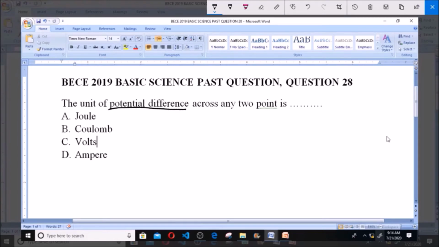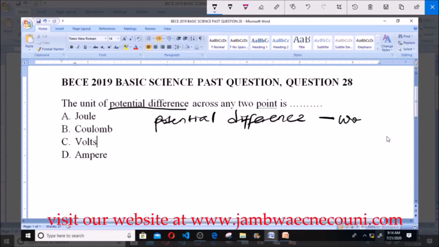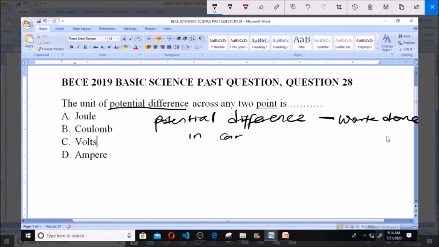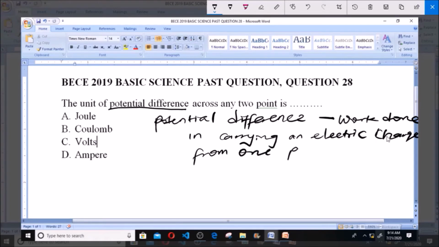Now, what is potential difference? You need to understand the meaning of potential difference. Potential difference simply means the work done in carrying an electric charge from one point to another in an electric field. So that's what potential difference means.